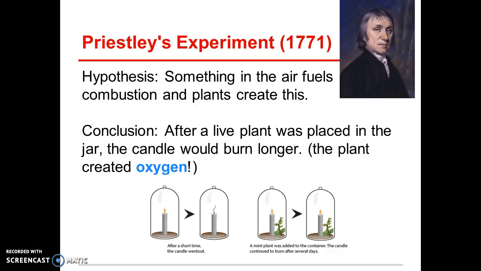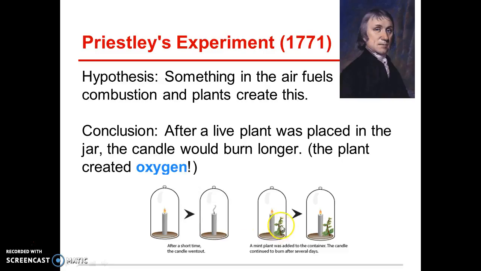So in 1771, Priestley, another gentleman scientist, set up another experiment. His hypothesis was that there's something in the air that fuels combustion, and plants are actually creating this something in the air. So what he did is he took a candle, covered it up, and noticed that the candle went out. Okay, it no longer had some kind of air to keep it going.